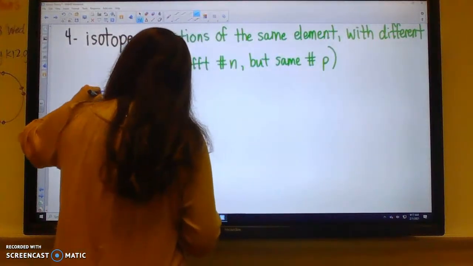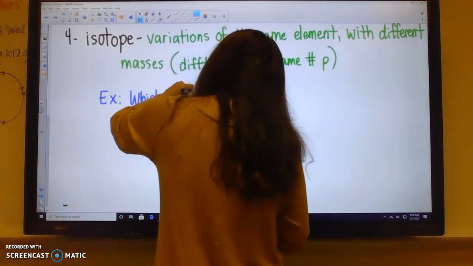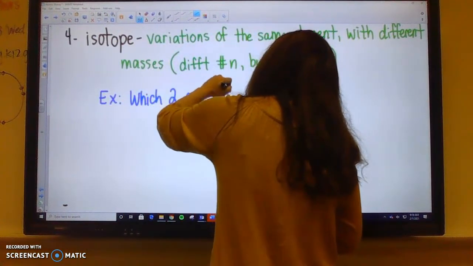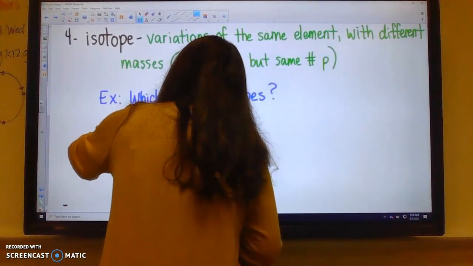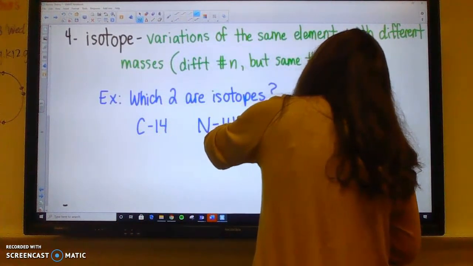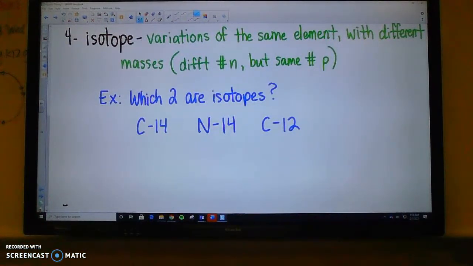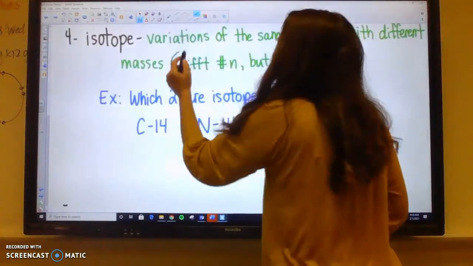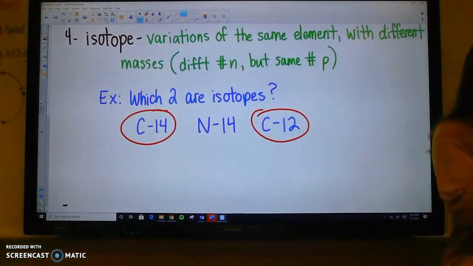So for example, which two are isotopes? Here's a couple of examples. C14, N14, C12. So which two are isotopes? Look at the definition. Which two would you choose? Yes, good job. C14 and C12, because they're both carbon.